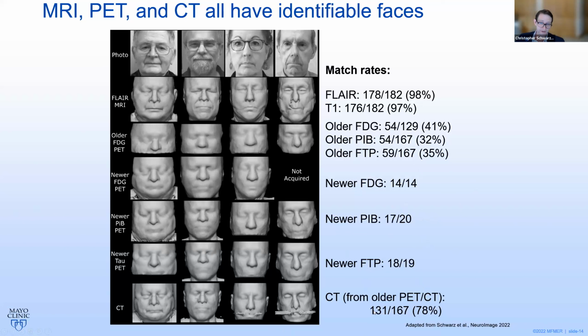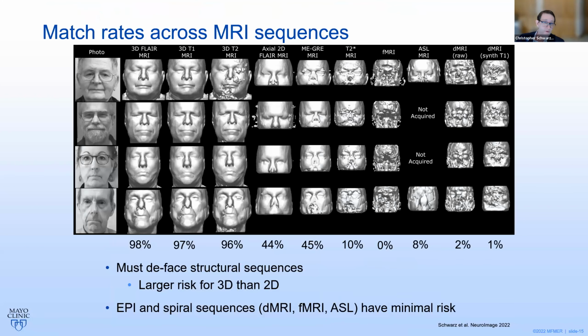CT is not a surprise to anybody. People have been doing this research in CT for much longer than me, but we got about 78% with these CT scans that were from the attenuation correction scan of a PET CT. If you had a clinical head CT, it would probably be quite a bit higher. We tested on a variety of MRI sequences, because something like ADNI says, great, which MRIs do I have to deface?